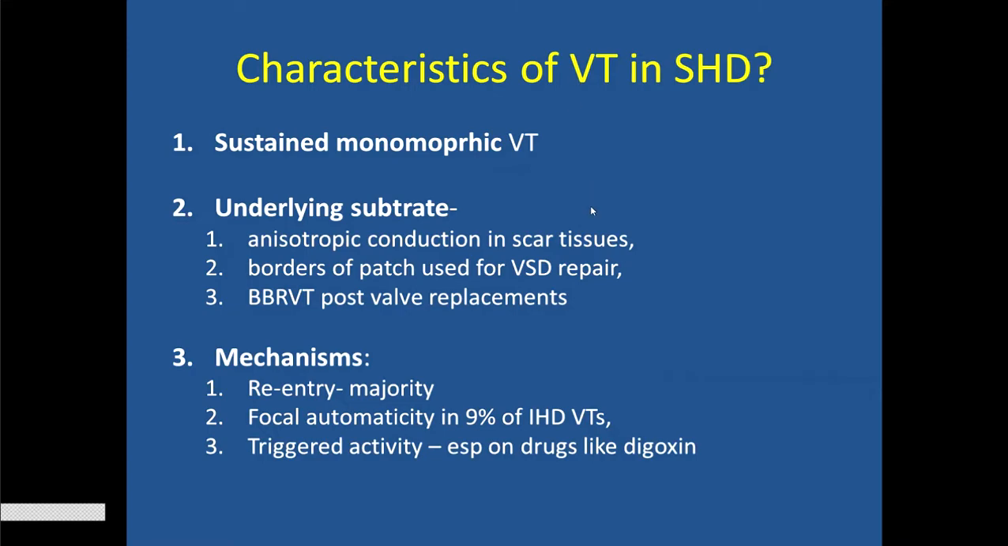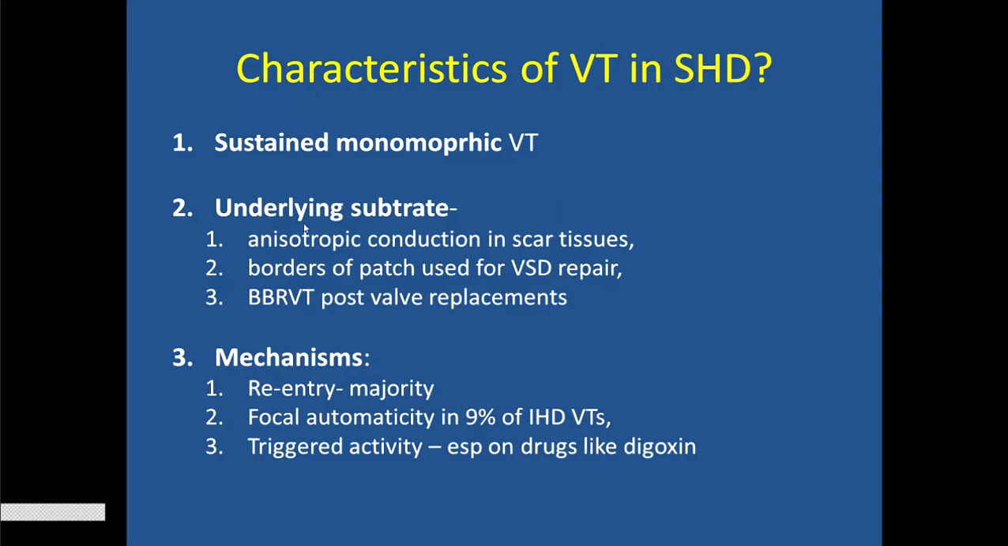So characteristics of VT in structural heart disease. In the present, the prototype is a myocardial infarction, for example. There is a scar. In such cases, we usually get a sustained monomorphic VT, right? Sustained monomorphic VT. In non-structural heart disease, for example, channelopathies like Brugada or long QT or short QT, we develop VF suddenly.